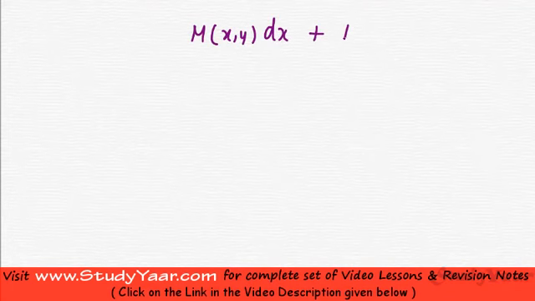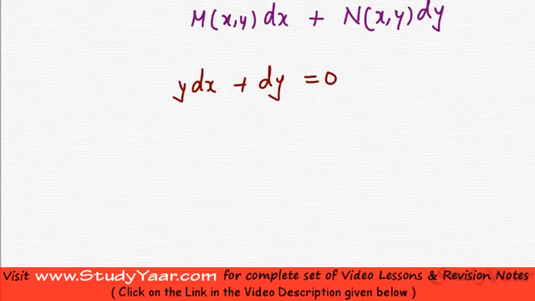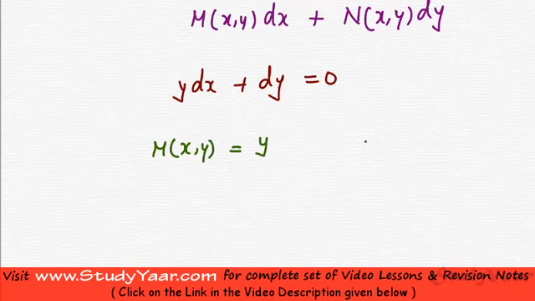Just understand one thing. An equation of the form M(x, y) dx plus N(x, y) dy is not always exact. For example, let us take the equation y dx plus dy is equal to 0. Over here, M(x, y) is equal to y, and N(x, y) is equal to 1. This is 1 into dy, and this is y into dx, so M(x, y) is y and N(x, y) is 1.